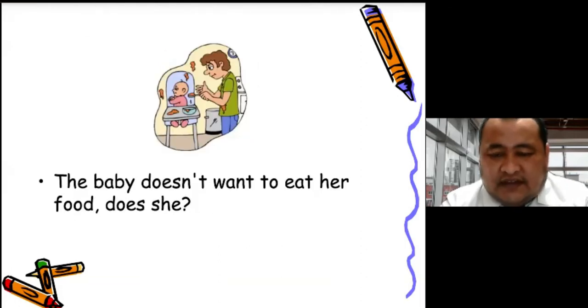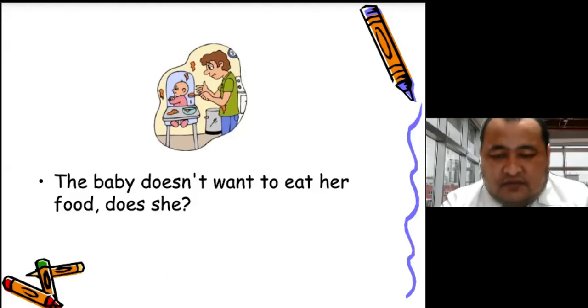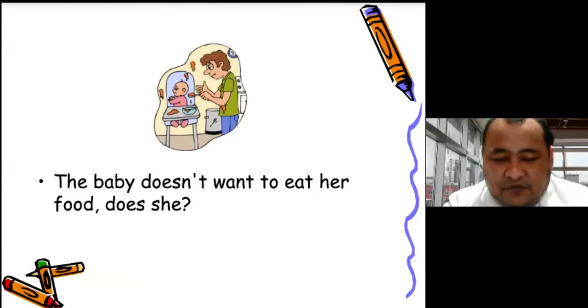And we are going to see another. The baby doesn't want to eat her food, does she? Does she is the tag question. Or we can say the baby doesn't want to eat her food, right? That is the same sentence.